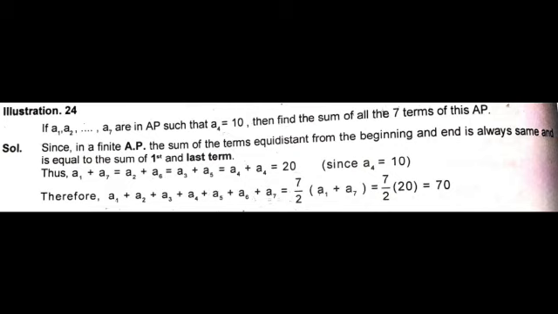Now, since we have already calculated the sum of the first term and seventh term, in the same way the second term and sixth term, the third term and fifth term, and twice the fourth term, we can write using this relation a1 plus a2 plus a3 plus a4 plus a5 plus a6 plus a7, that is the sum from the first term till the seventh term, will be equal to 7/2 into (a1 plus a7), that is first term plus last term, using the formula of sum of n terms. So it is 7/2 into 20, that gives us 70.